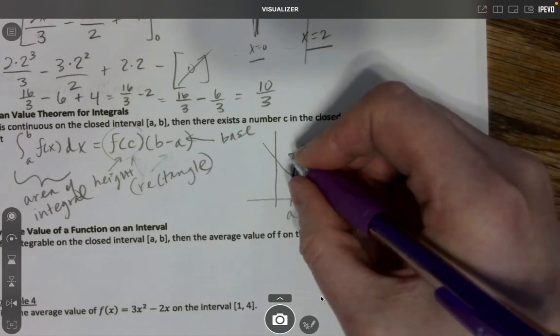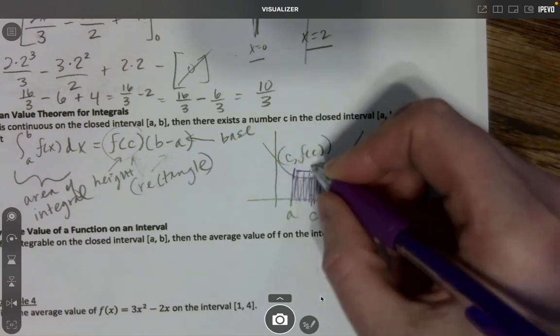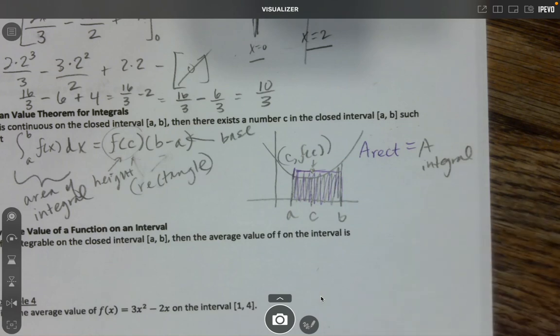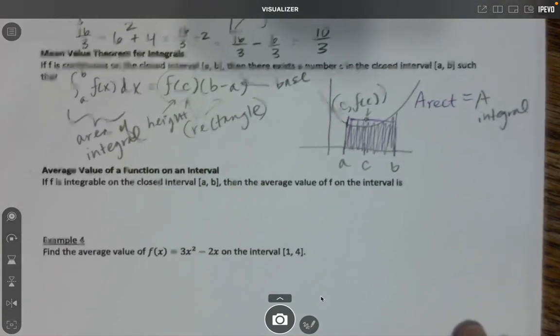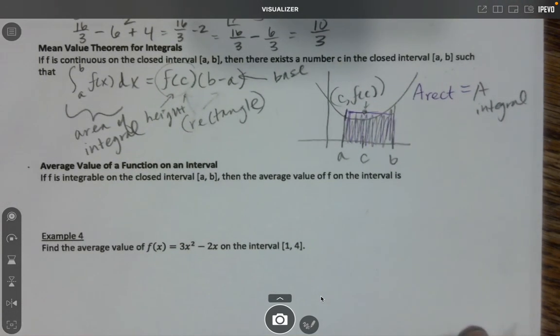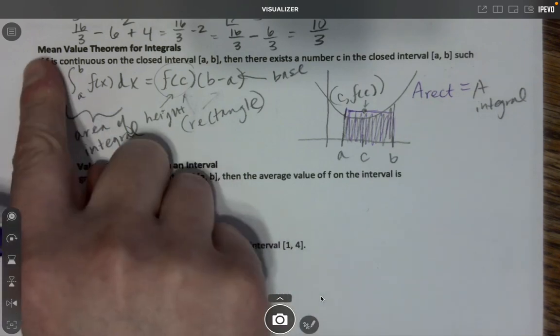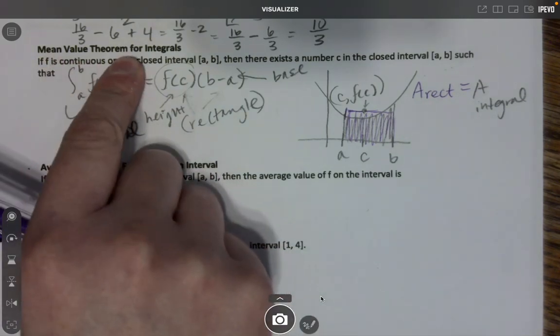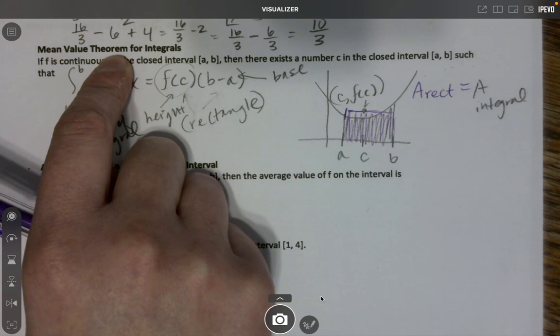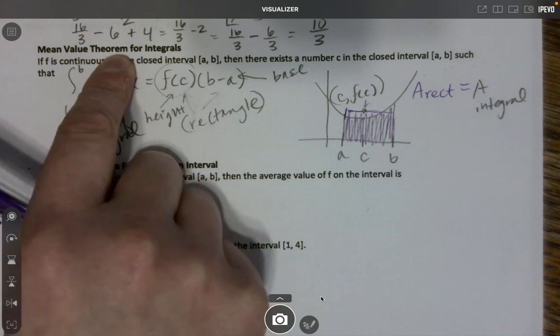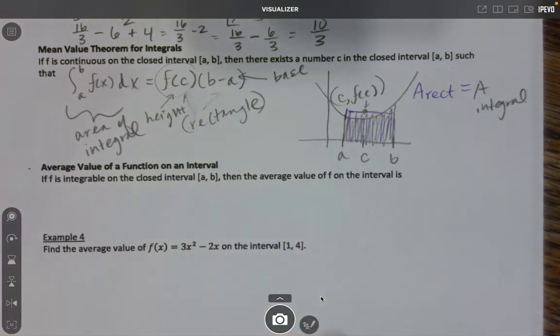And maybe we should write this as an ordered pair. C comma f of c is going to be that point. So we've got an area of a rectangle equals the area of an integral. So to just go back a step, in the mean value theorem that we did before, we did slope of the line. So your average slope was the same thing as your exact slope, which was your derivative.